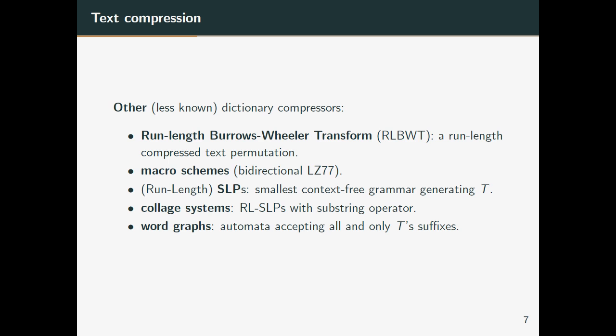Since the 70s, we've developed a lot of different dictionary compressors, which all capture repetitions in some way. We have the Burrows-Wheeler transform, which is a text permutation that has long runs of the same character if the text is repetitive, and then you just run-length compress it. We have macro schemes, which are basically like Lempel-Ziv 77, but bidirectional, so we can also copy from the right. Grammars, the smallest grammar that generates only the text, collage systems, word graphs, and so on. So we have a lot of different dictionary compressors.